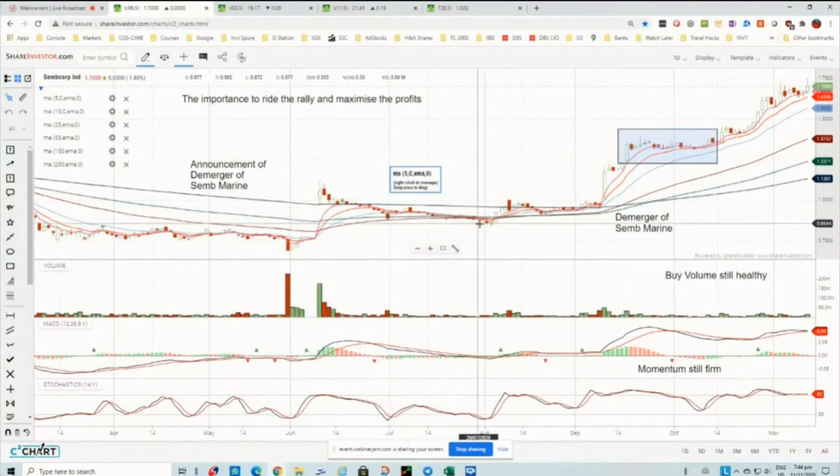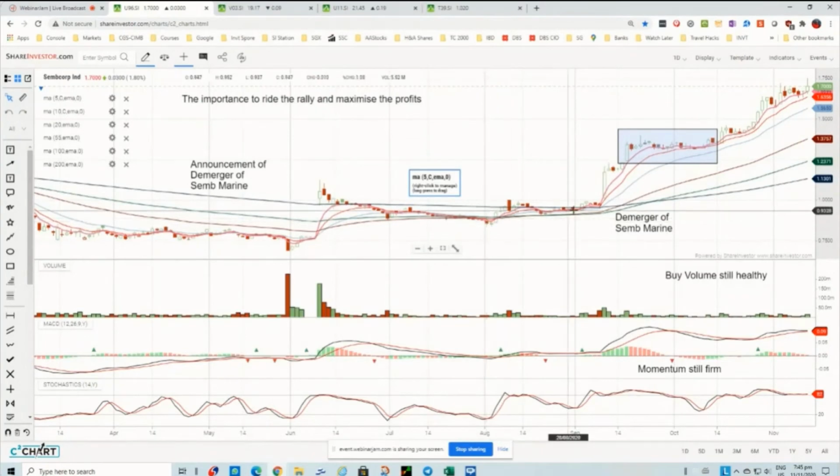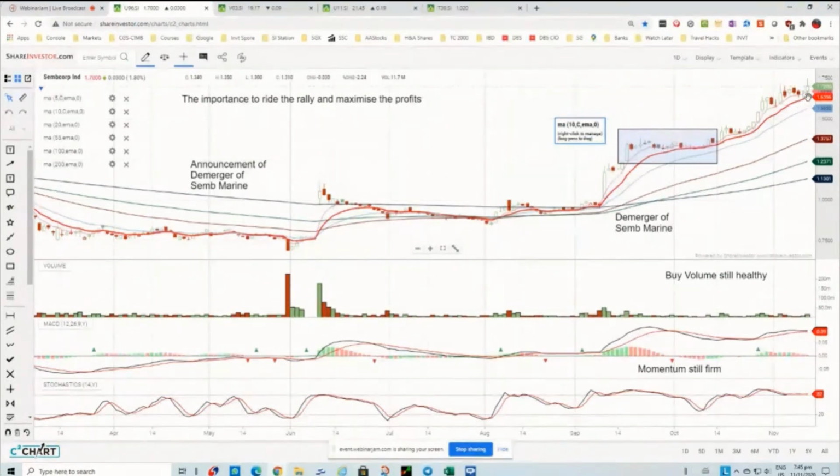Acting on a catalyst using my methodology, I traded the share, and it had a good run. From around $1, the share went up to almost 140 something over here. This box over here, I'll talk about more later. And then it went on to trade higher until 170.